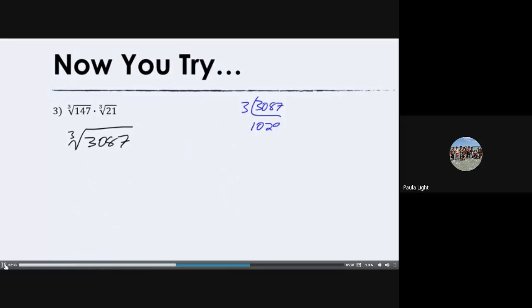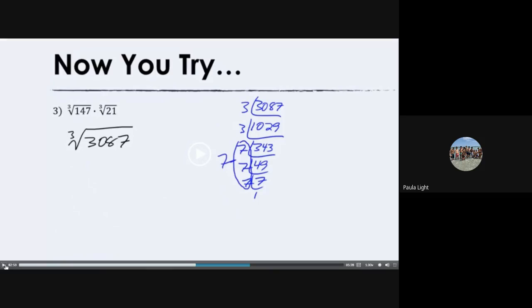3 goes into there 1,029 times. That's also odd. 3 goes into there 343 times. That's odd. And then 7 goes into there 49. Obviously 7, 7, 7, 1. Looking for triplets, so we only have a triple set of 7s. 343 is one of our perfect cubes. 7 times 7 times 7 gives you 343. So there's the triplet.